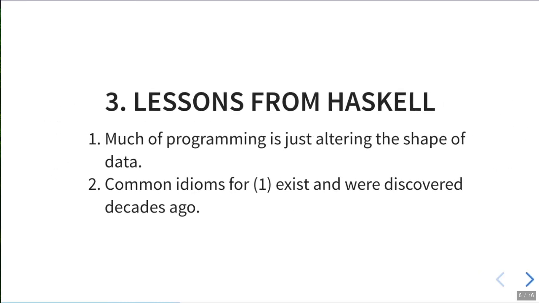Something I learned from my years of Haskell was that a lot of programming is just altering the shape of data. Sometimes we work through our algorithm line by line. We're trying to just tell the computer exactly what to do. But if we step back, a lot of the time we're just getting in data of some shape, changing it, and then passing it along.